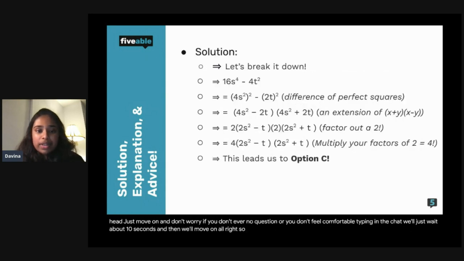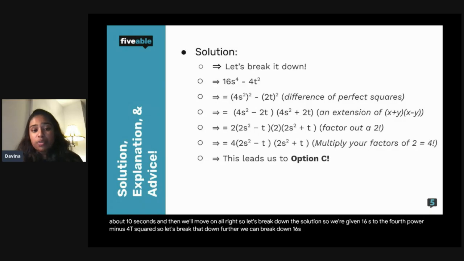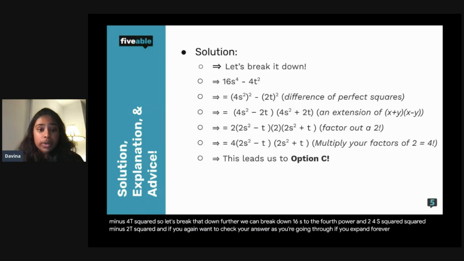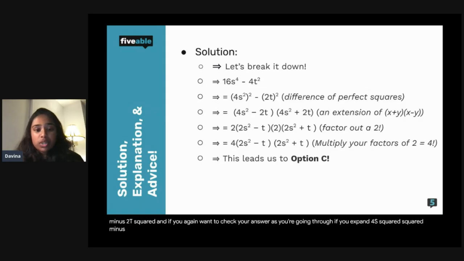All right, so let's break down the solution. We're given 16s to the 4th power minus 4t squared. So let's break that down further. We can break down 16s to the 4th power into 4s squared squared minus 2t squared. And if you want to check your answer as you're going through, if you expand 4s squared squared minus 2t squared, you should get yourself back to 16s to the 4th power minus 4t squared. This gives us now a difference of perfect squares.